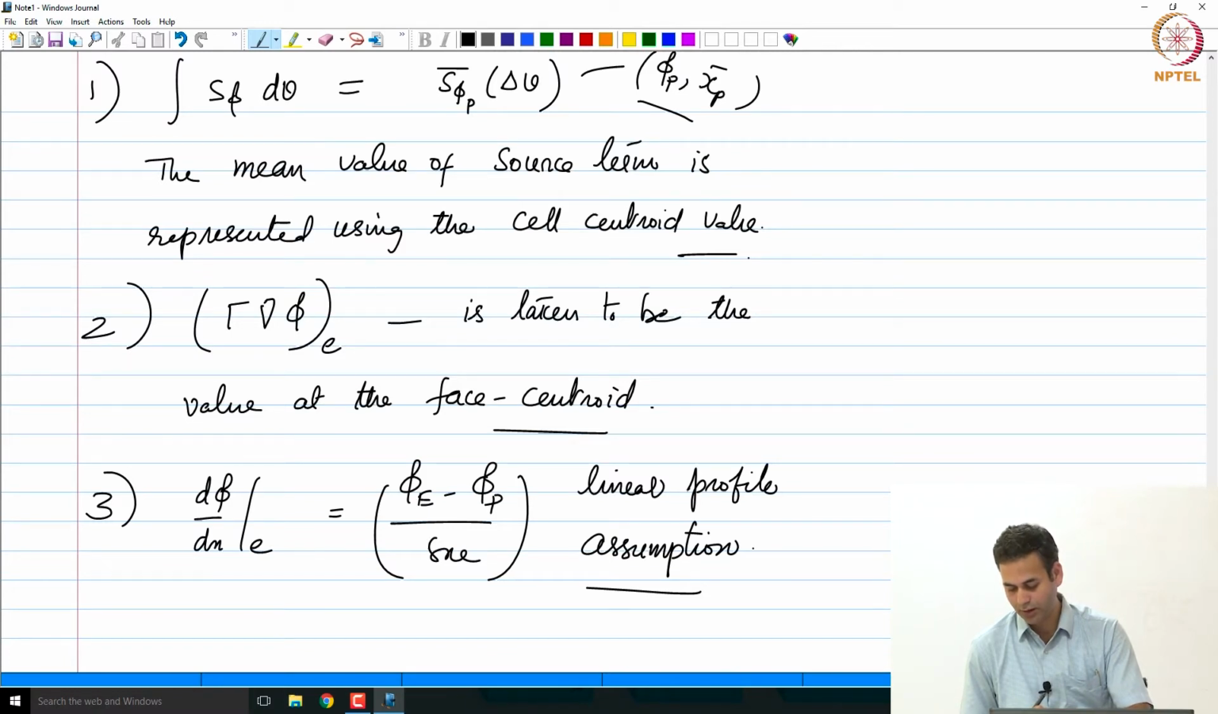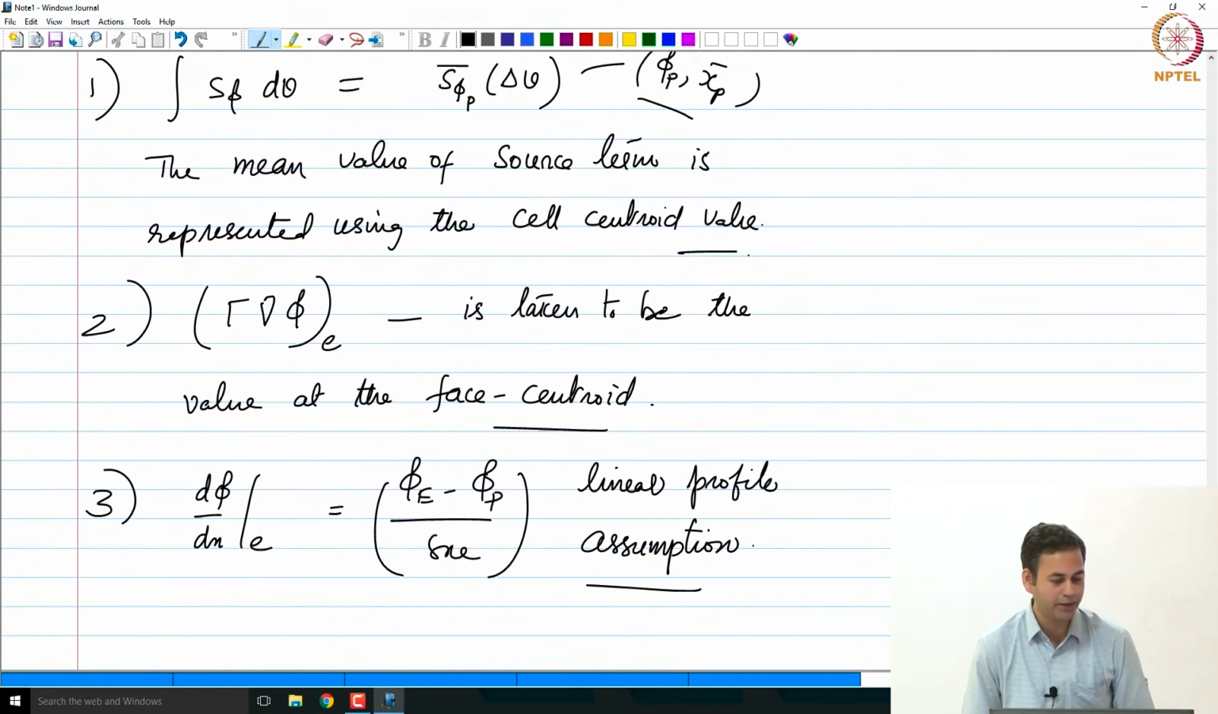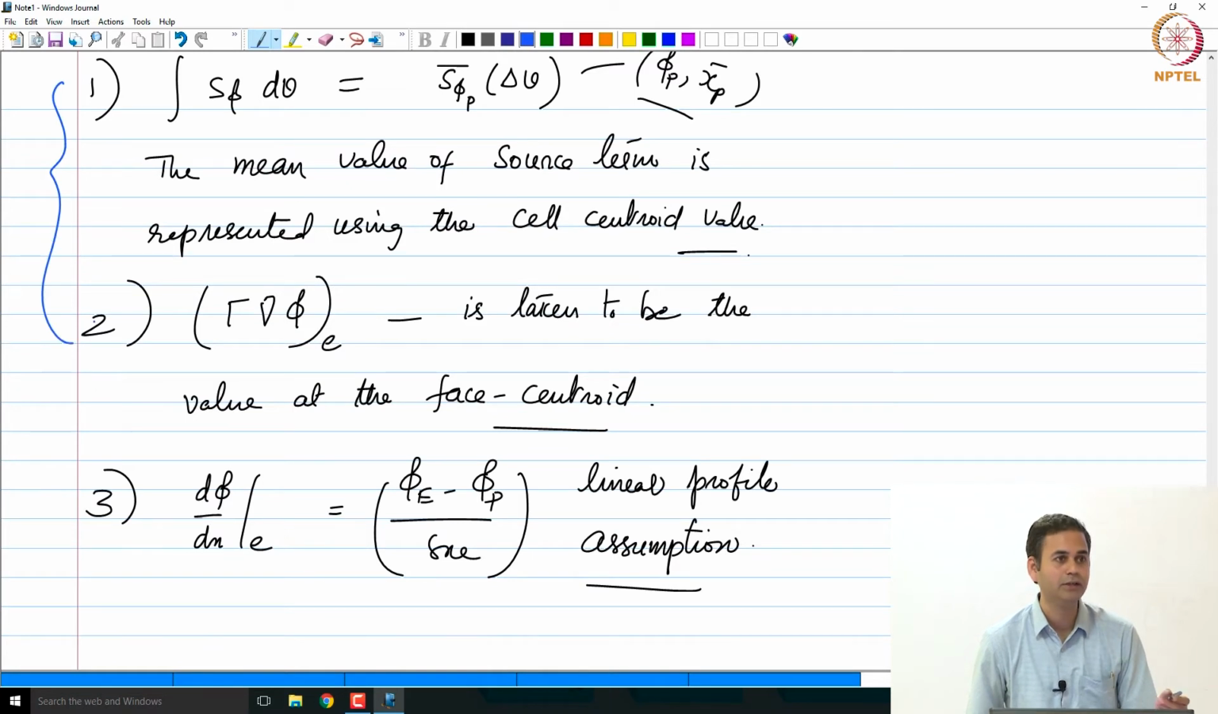All right. Then if you look at it, if we want to categorize these three, what about the first and second items that we have listed here? Are they one and the same? It is basically saying that if you have a value on a particular phase or on a particular cell, we are representing it using the phase centroid value or the cell centroid value, right. That means the mean value is an approximation by the cell centroid value, right. That is what we are saying. So, essentially 1 and 2 are one and the same, right, and the third one is a profile assumption, that is about calculating the gradient of the dependent variable phi.